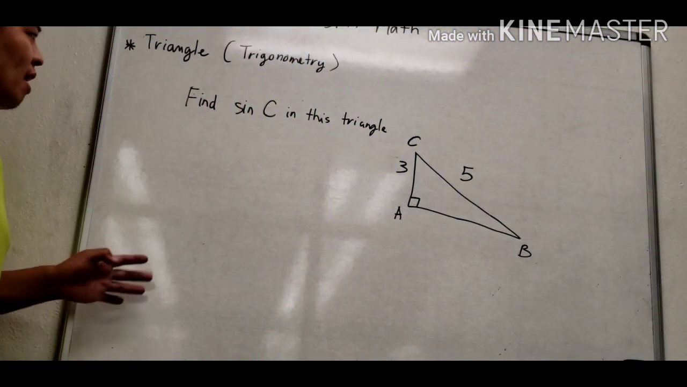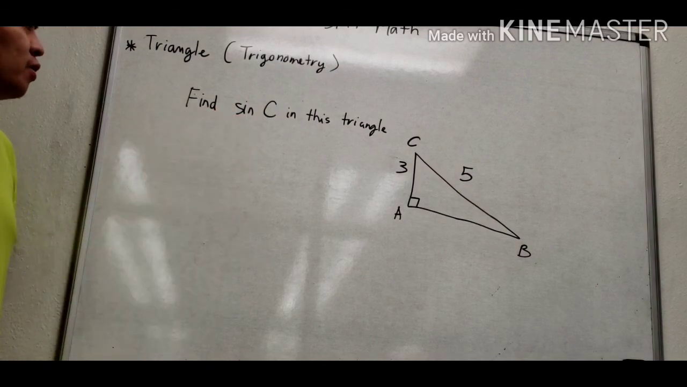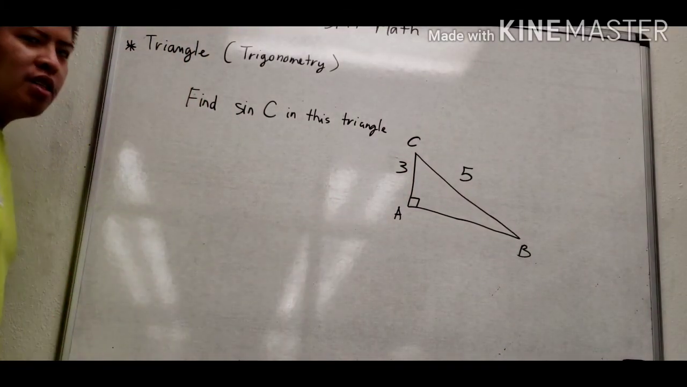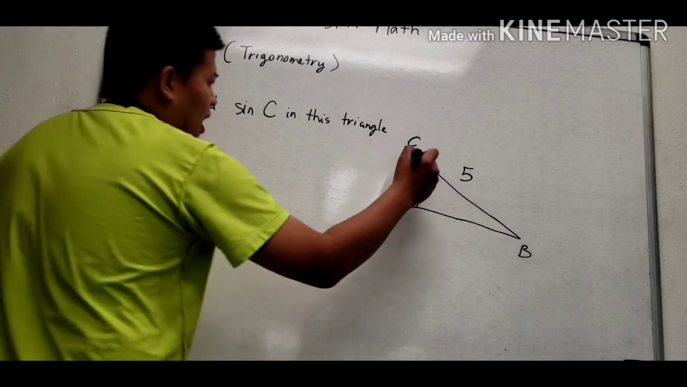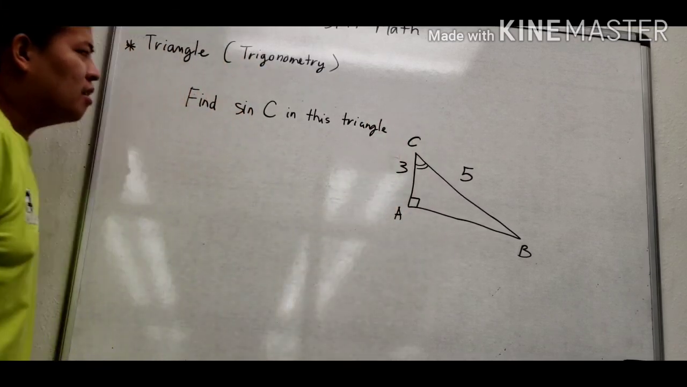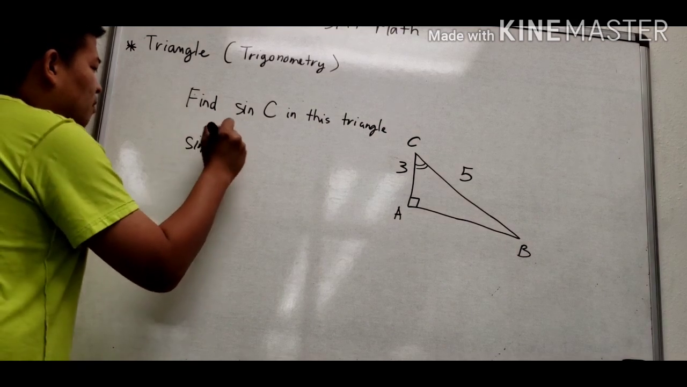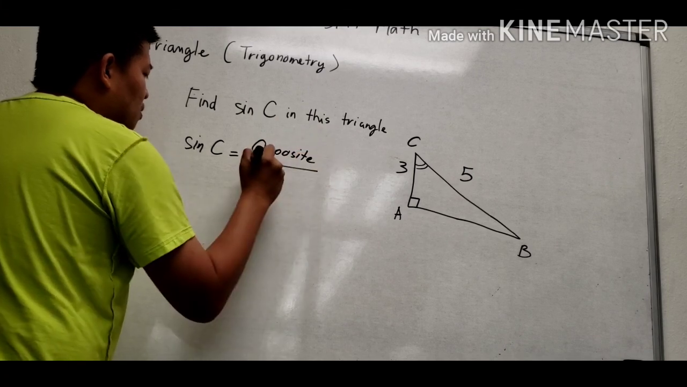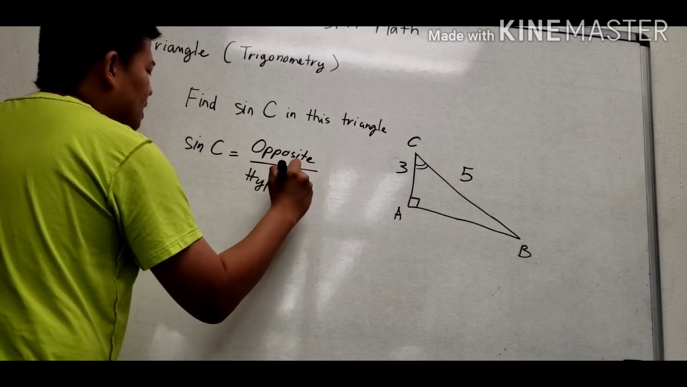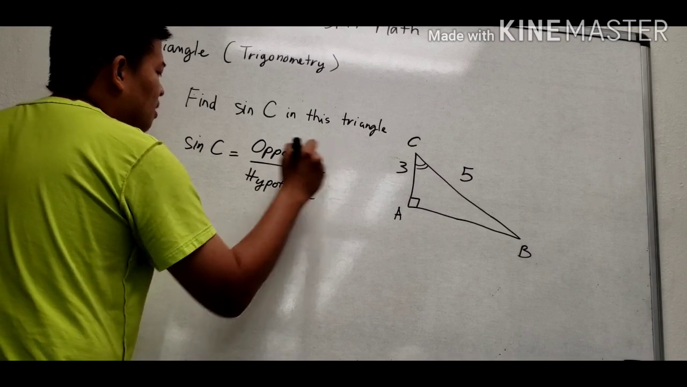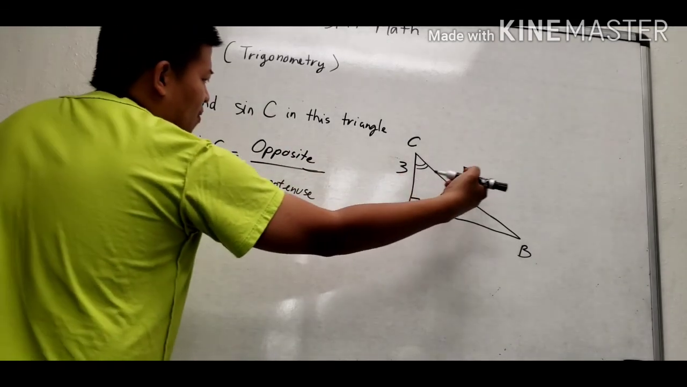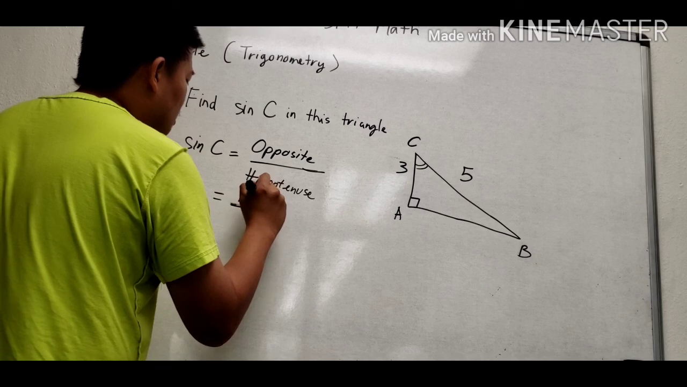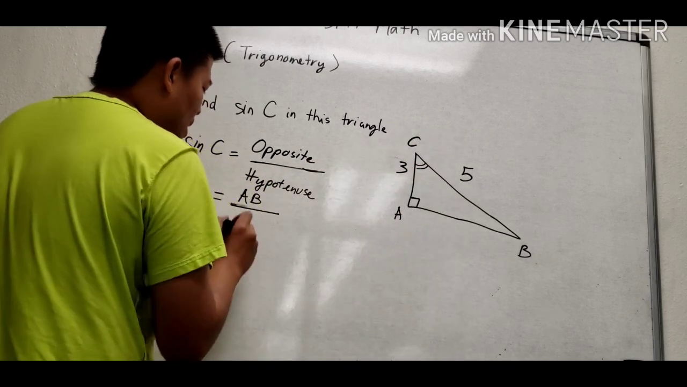So let's practice about that. Find sine C in this triangle. We have A, B, C, and this is a right triangle, and the question asks about the side C. Sine C is about opposite divided by hypotenuse. The opposite is about BC. Oh no, opposite is about AB, and hypotenuse is about BC.